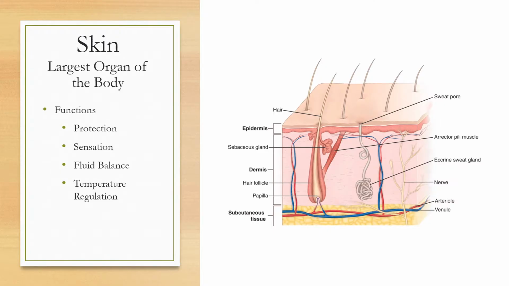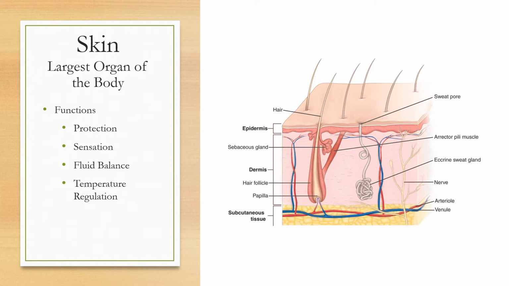Okay, so just a bit of anatomy as a reminder here. The skin is the largest organ of your body. Okay, the liver is large, so the liver would be considered the largest internal organ of your body, but the skin's the largest overall organ.